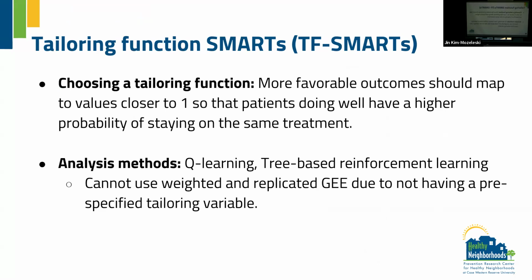For the analysis methods, we can't use that weighted and replicated GEE that I discussed, because that is based on having a tailoring variable. So you have to use Q-learning or tree-based reinforcement learning. This one is a paper that I did, so I'm much more familiar with this than the small n one. We found that both those methods worked really well, and we were able to get good estimates of both what the cutoff should be in determining what a response was and in identifying our optimal DTR.